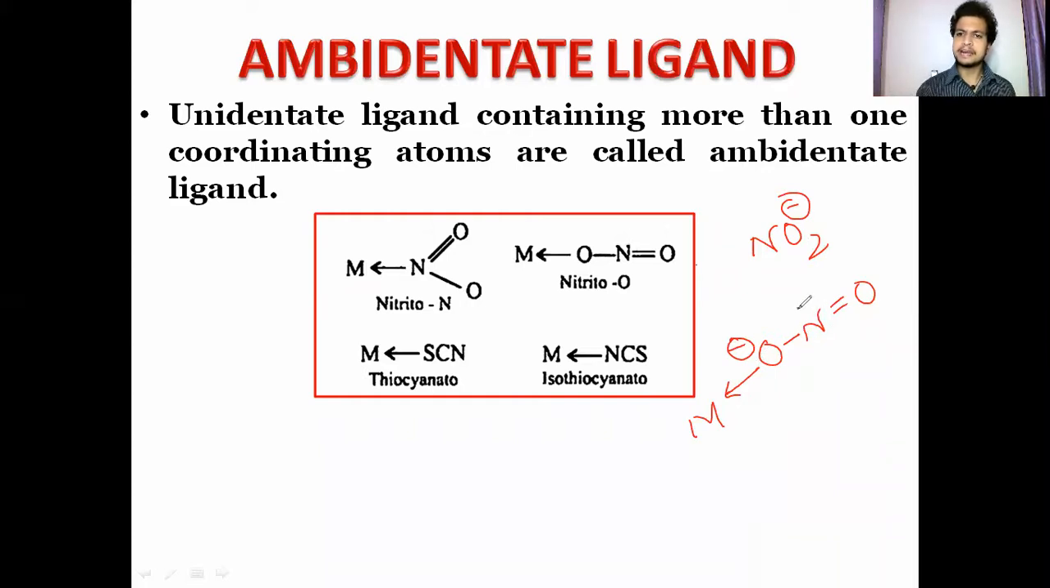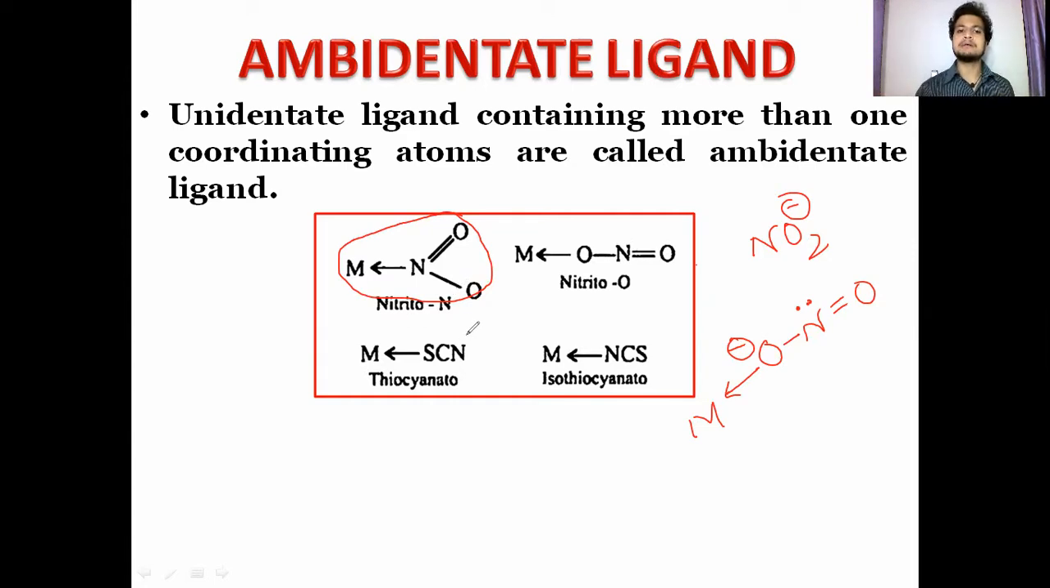But the same thing can donate through this nitrogen also, not at the same time. Both will not donate. It's not a didentate. But if oxygen is not able to donate, this nitrogen can donate. And you can see over here, nitrogen is donating now, not the oxygen. So the same ligand has two sites to donate, so we call it ambidentate.